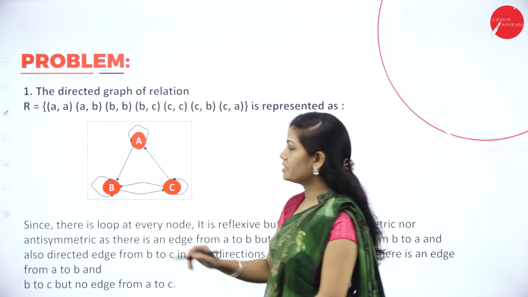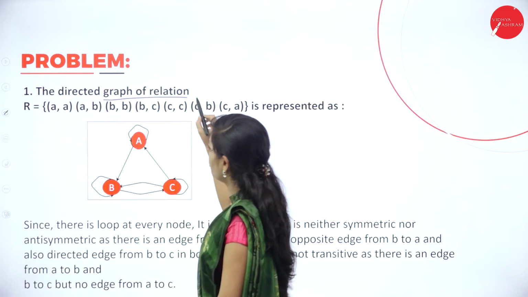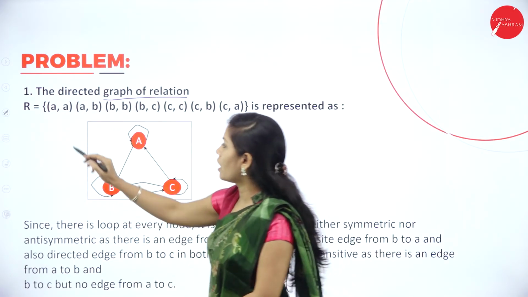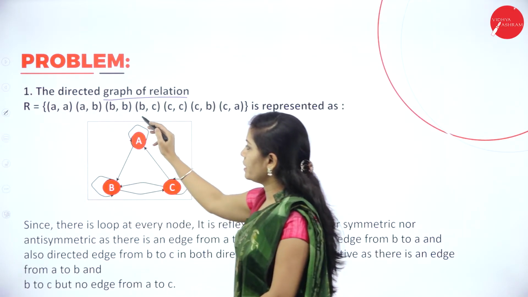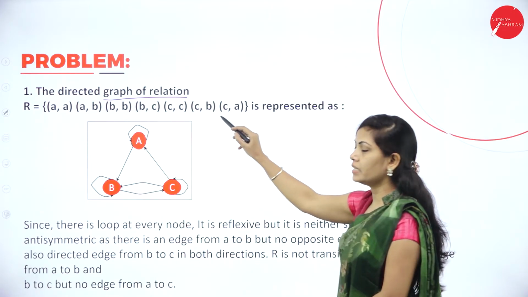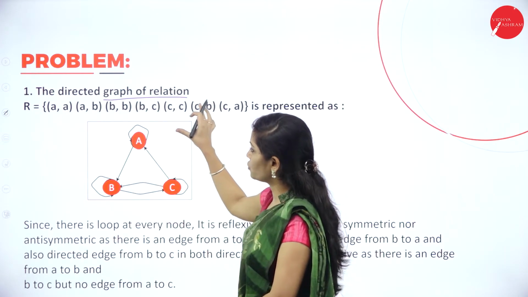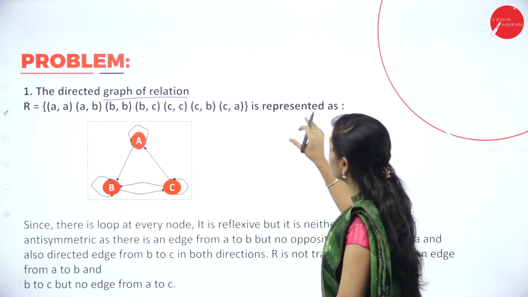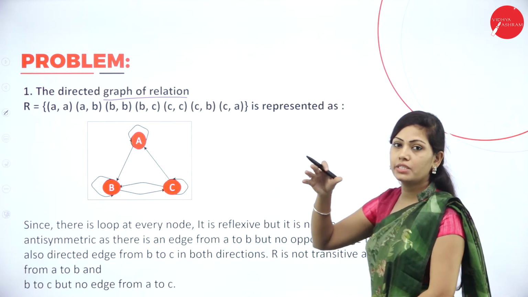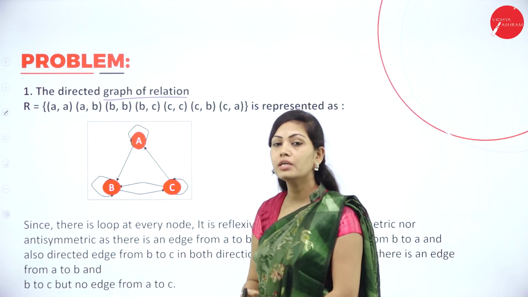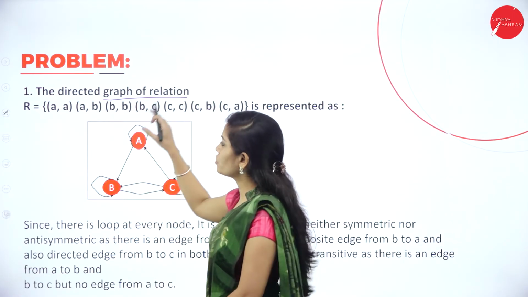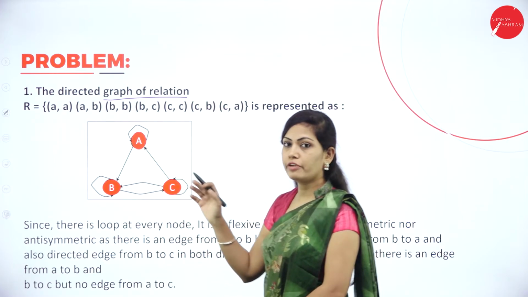The next problem is the directed graph of a relation. We have relation R: AA, AB, BB, BC, CC, CB and CA. Here we have to draw a directed graph and find whether it is reflexive, transitive or symmetric. How to draw a directed graph for a given relation R?